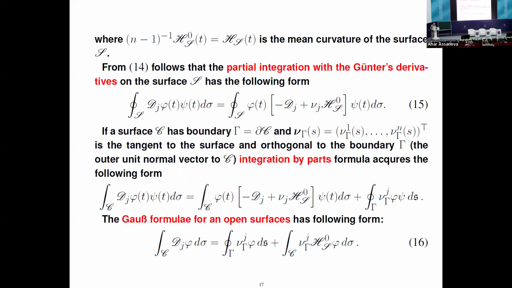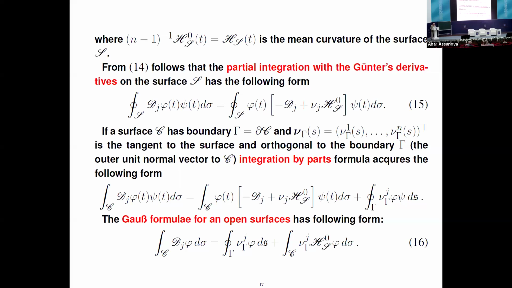Here are these formulas which I was telling you about: the partial integration with Günther's derivatives. When you move the Günther's derivative from one function to another, in Rn it gives no additional term, just a minus. But in the case of surfaces, it also gives this, you see here, again this mean curvature additional term.